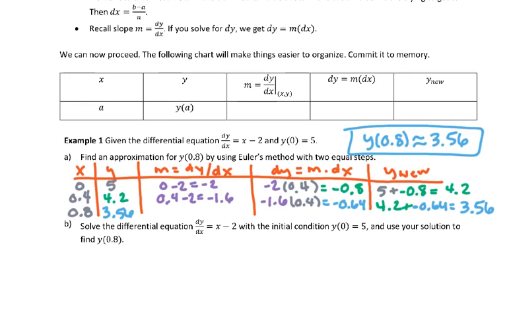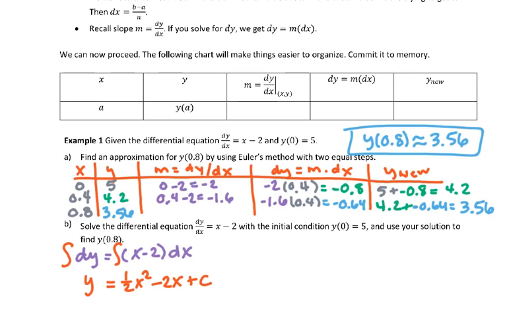All right, now for part B, they want us to actually solve the differential equation with that initial condition and compare with that approach instead. If you remember, when we're working with these differential equations, we separate the variables. In this case, that would give us dy equals x minus 2 times dx. Then we want to integrate both sides with respect to the variables. So dy simply becomes y. x becomes 1/2 x squared. 2 becomes 2x. And then we need a plus c.